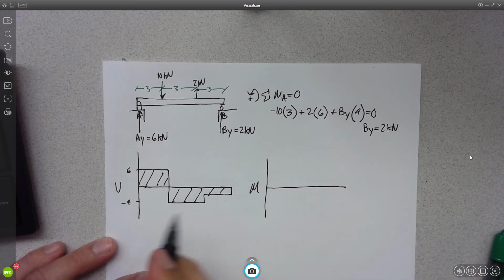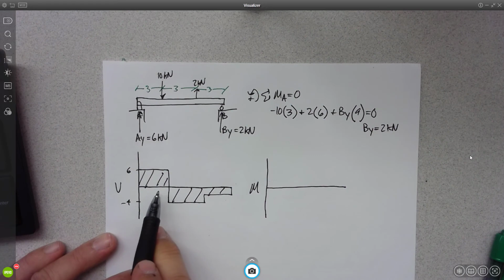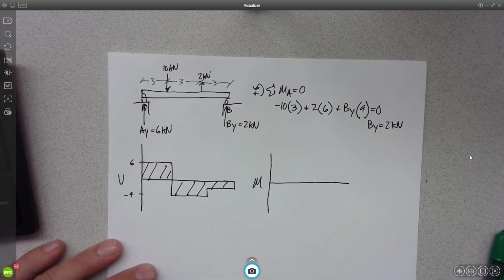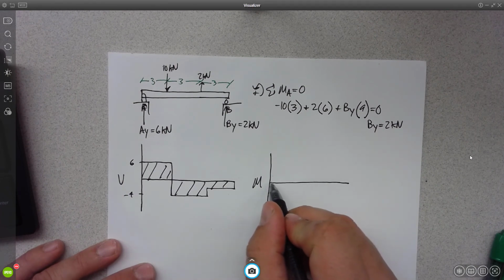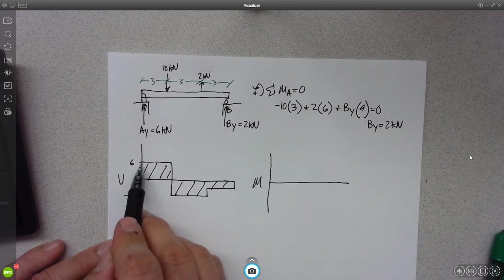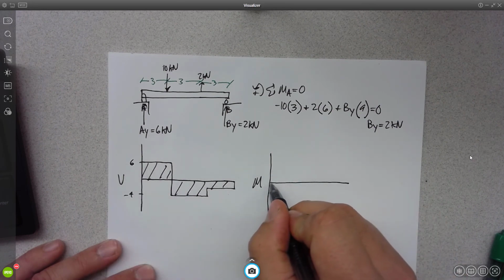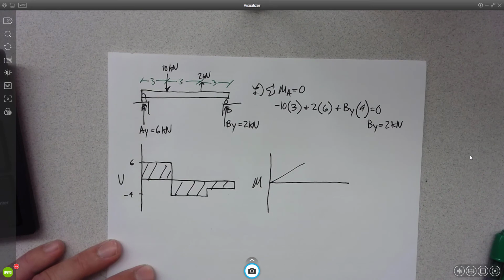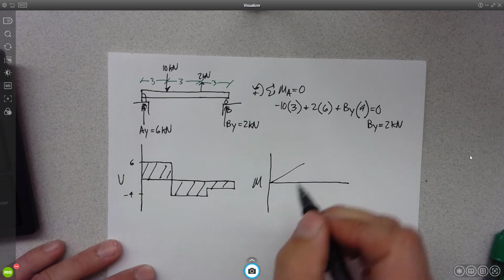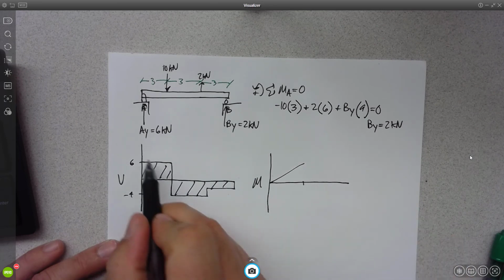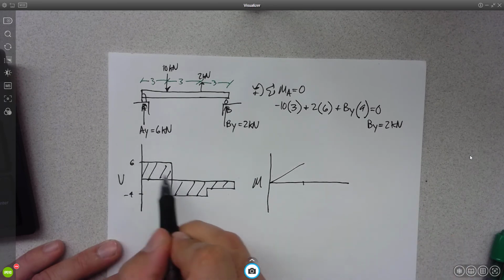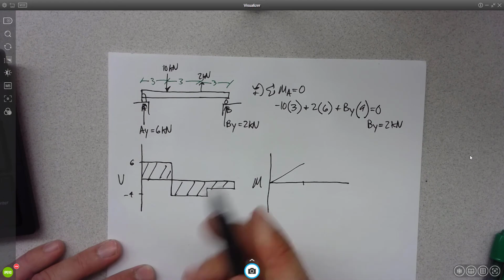Now let's see if we can get the moment diagram from this. What's the slope of my moment diagram going to be? It'll be 6, right? Because the slope of the moment diagram is the value of the shear diagram. Okay, so that means I'm going to do something like this. What's my change? I go across 3, so it's the area underneath this, which is 6 times 3, 18.